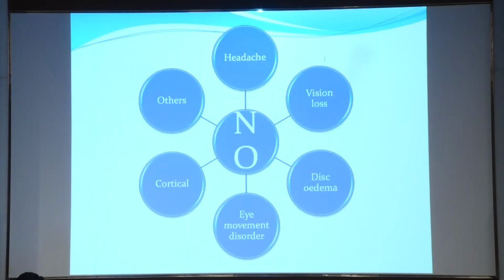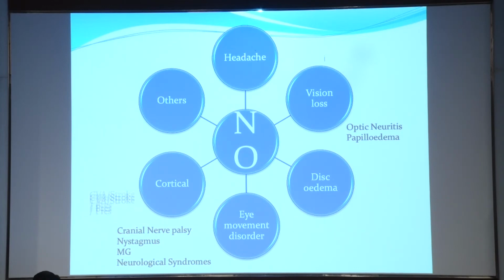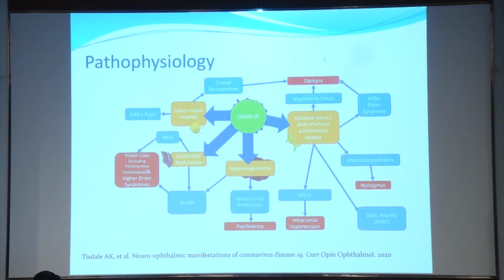There are various neuro-ophthalmological manifestations: headache, vision loss, mainly due to optic neuritis and papilloedema, disc edema, eye movement disorders presenting as cranial nerve palsy, nystagmus, myasthenia gravis, and neurological syndromes, cortical diseases presenting as CVAs and PRES syndrome. The pathophysiology, as I was saying, could be a direct mechanism, the virus directly invading the nerve, or it could be related to the inflammatory storm that we commonly see in COVID patients, or it may be because of the hypercoagulable state.